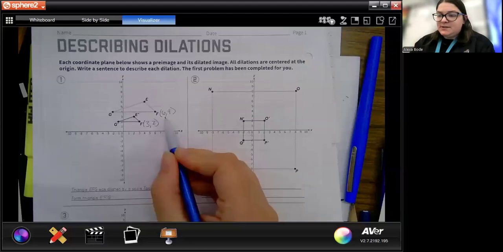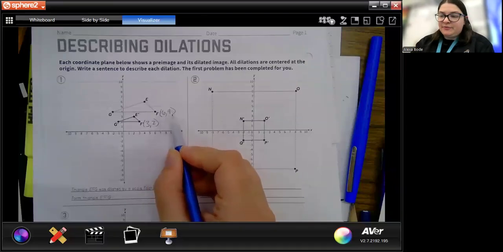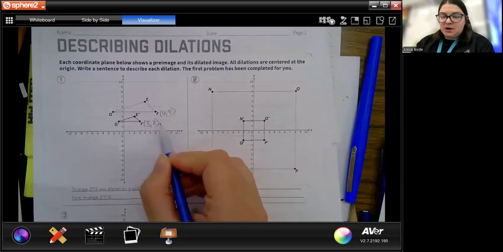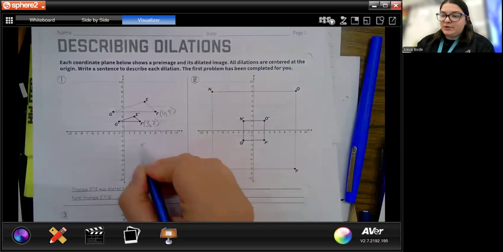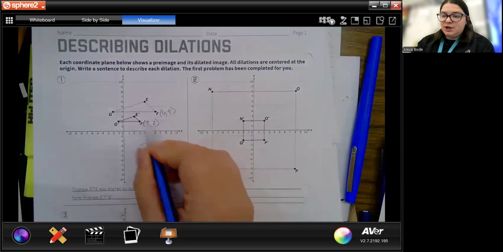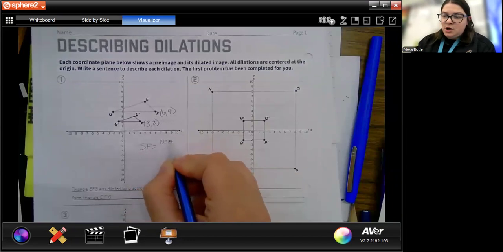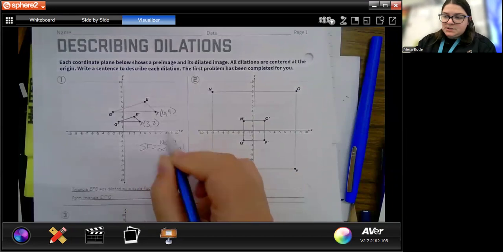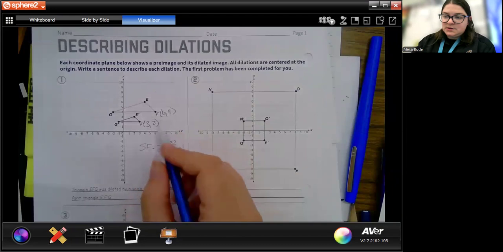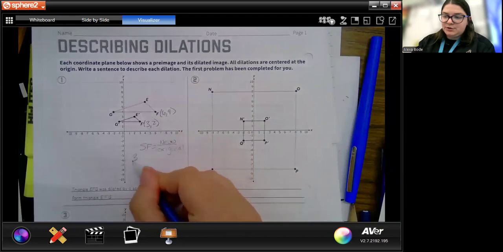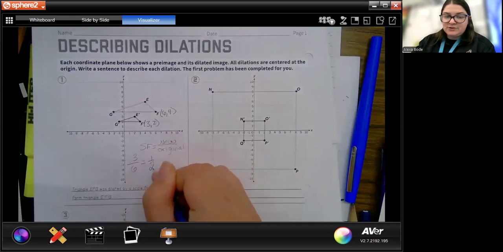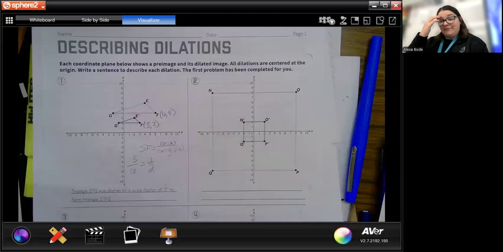Okay, so looking at these points going from 6 comma 4 down to 3 comma 2, we know that it's getting smaller. Remember, whenever we're looking for a scale factor, we want to do a new point over the original point. So 6 comma 4 is our original, 3 comma 2 is our new. So we want to do 3 over 6, which simplifies to 1/2. So that's where they got the scale factor of 1/2 from.